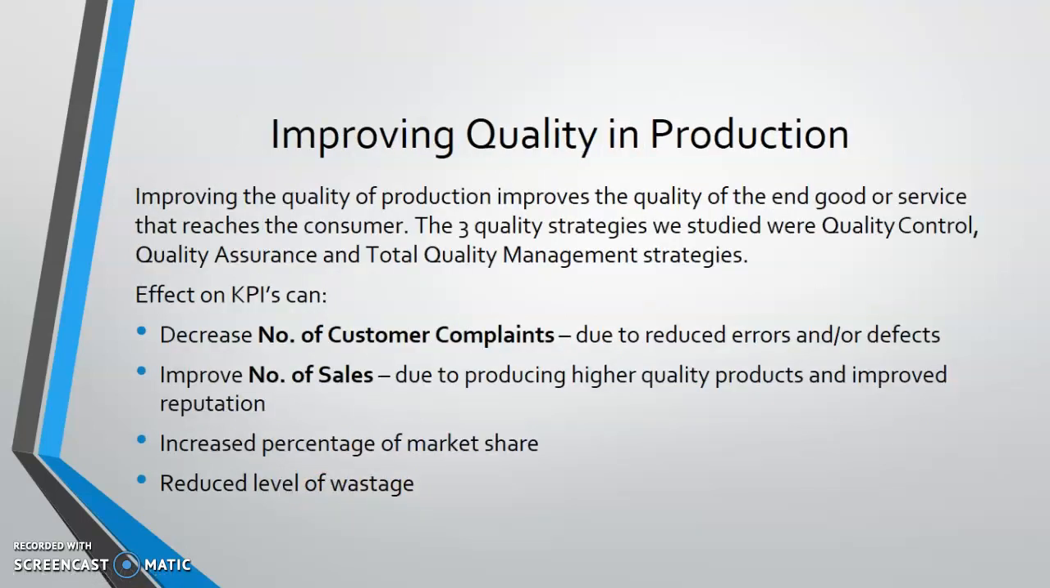Now, improving quality in production. So improving the quality in production improves the end product, which is the goods or services that you are selling. The three quality strategies we studied were quality control, quality assurance, and total quality management. So this is a recap of them. Again, effect on KPIs can decrease the number of customer complaints due to reduced errors or defects. Okay, improving the number of sales because they're producing high quality products, and improved reputation, increased percentage of market share, and reduced level of wastage. Okay, because you're using these strategies, it is going to help with the KPIs in this way.